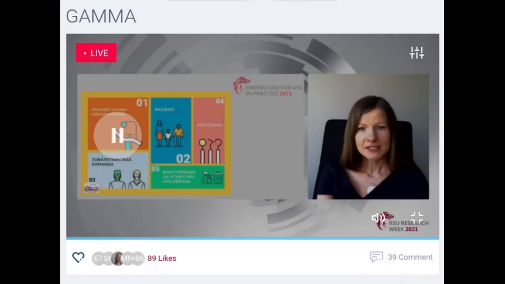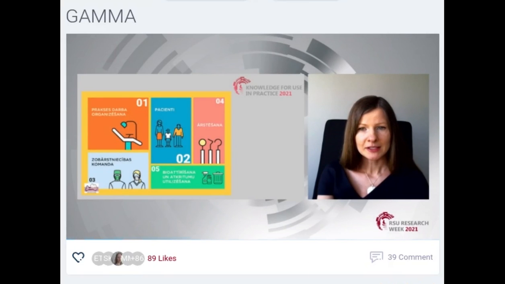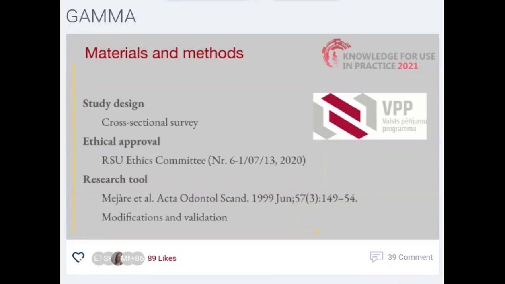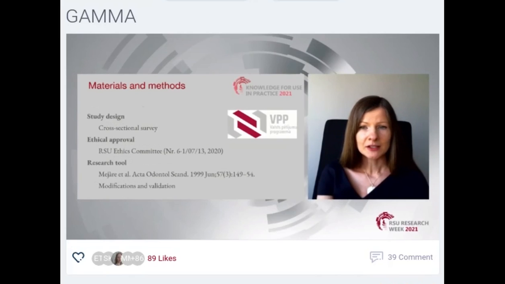The objective of this research is to evaluate the effect of restrictions on dental care, especially regarding dental caries, on dentists in Latvia during the COVID-19 pandemic. We did a cross-sectional survey study. It was approved by the ethical committee and was financed by the National Research Program.